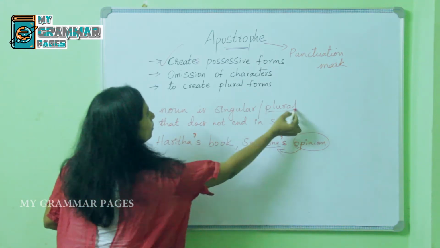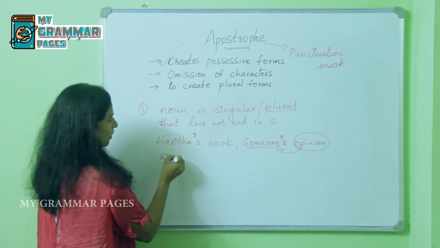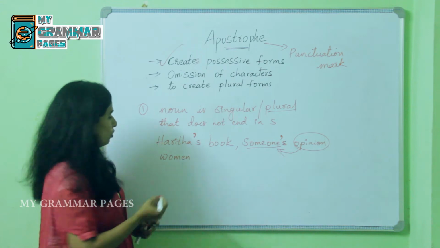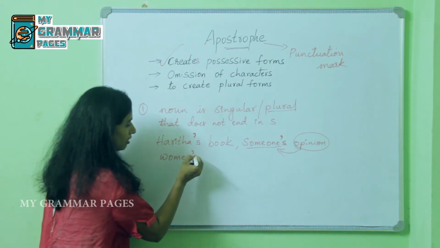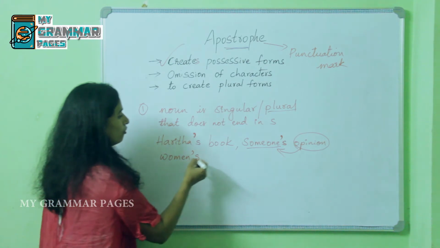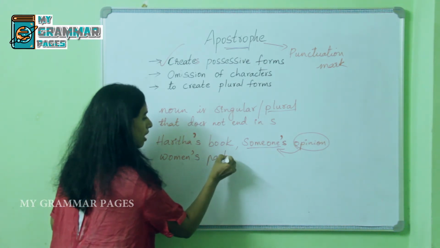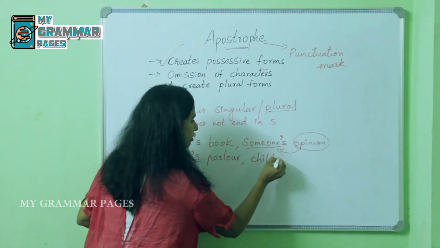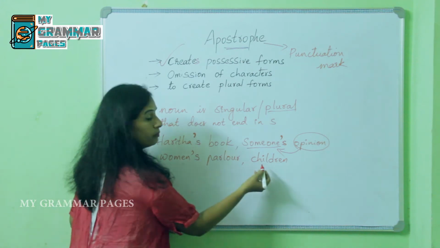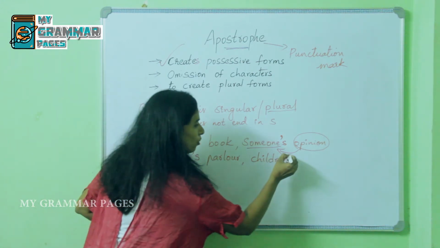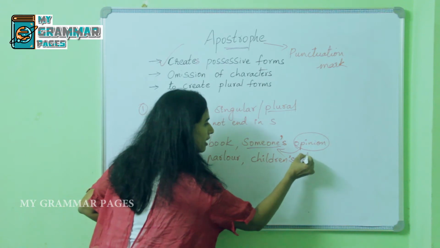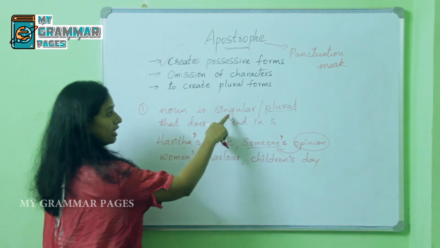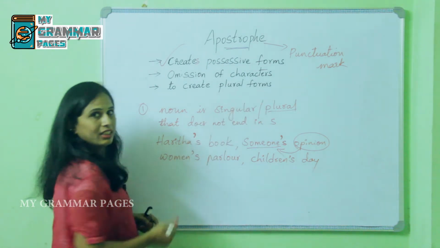Now coming to the plural form. For example, we have women. Women is the plural form of woman. So when you are making it a possession, we can write women's parlor. And we'll take children. Children is the plural form of child, so it becomes children's day. So here are the possessions of the nouns when they are singular or plural.